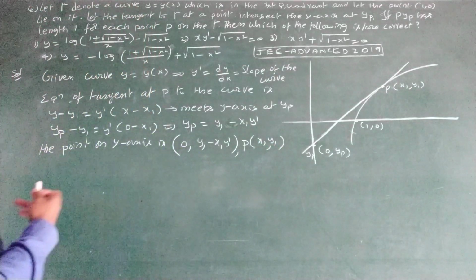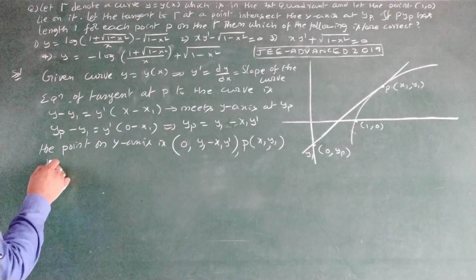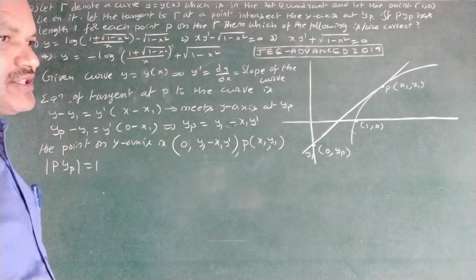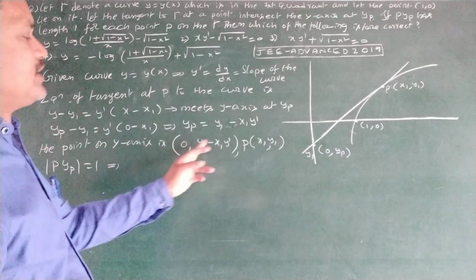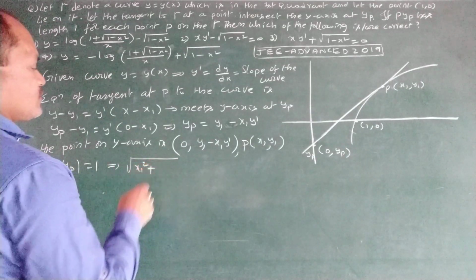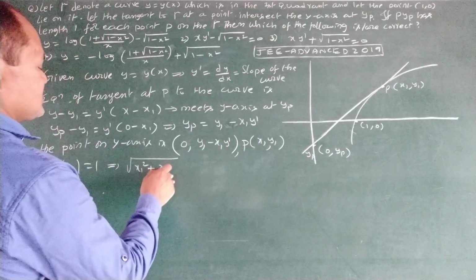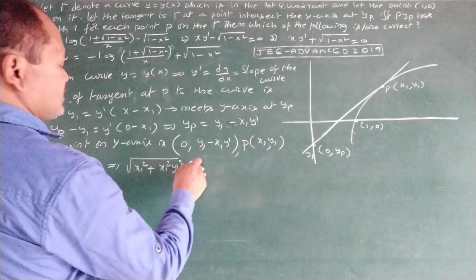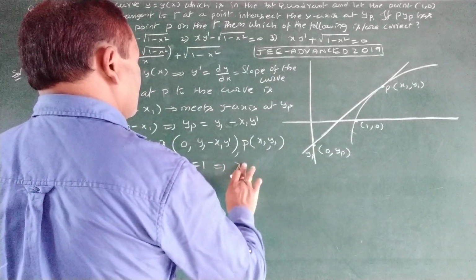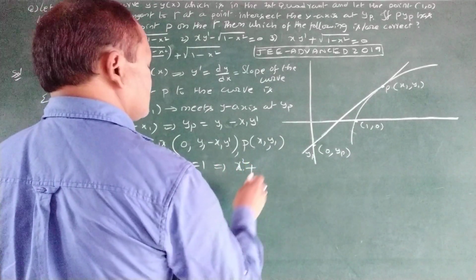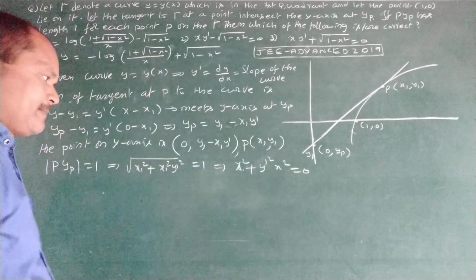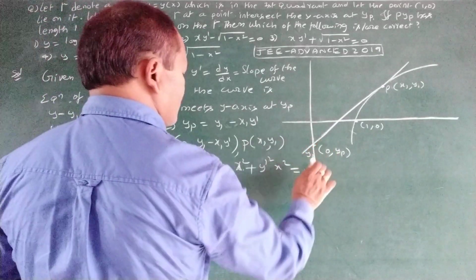What is given? Given |PY_P| = 1, since the distance between them is 1. So I have to find the distance between these two points. That is the square root of x1² plus, y1 gets cancelled, x1² y'², equal to 1. From this, x² + x² y'² = 1.